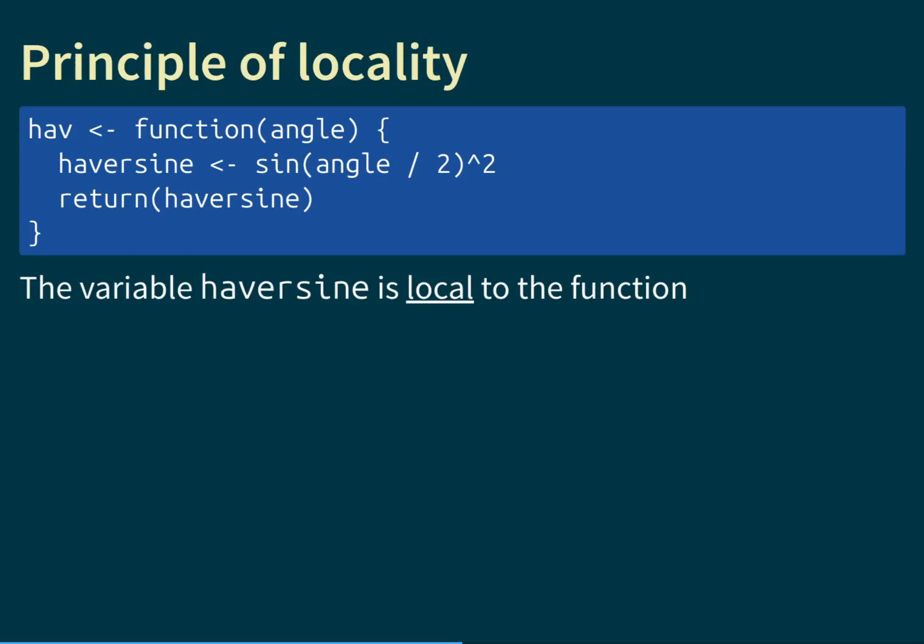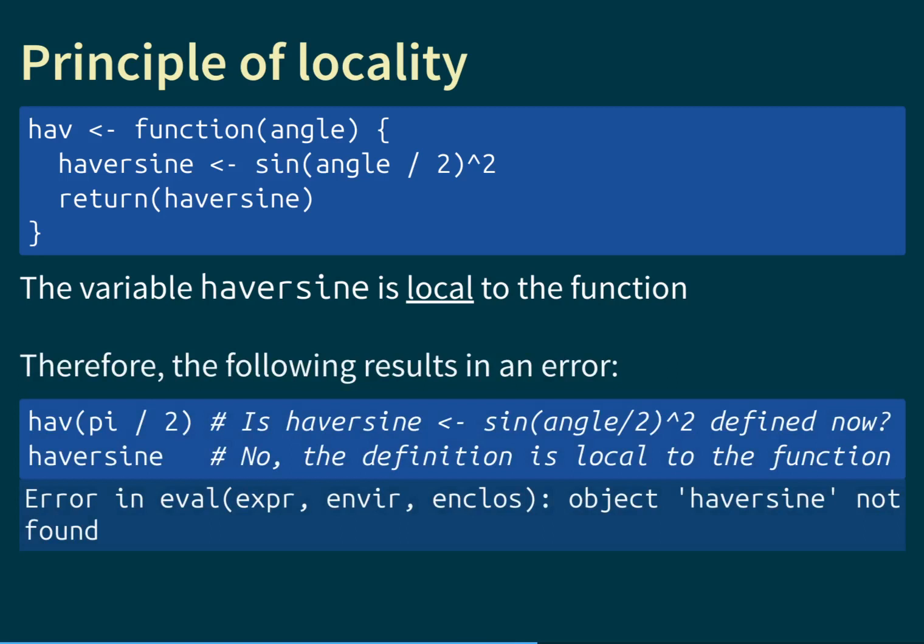There's one very important principle about variables that get defined inside functions, namely the principle of locality. Notice we have the original definition for our haversine function, the most verbose of all the options that we've had. That has return, it has curly braces, it has everything. And in that function we define a quantity called haversine. We assign it the value of sine of angle divided by 2 squared. What you have to know is that this variable is local to the function. That is, it is invisible to the outside world.